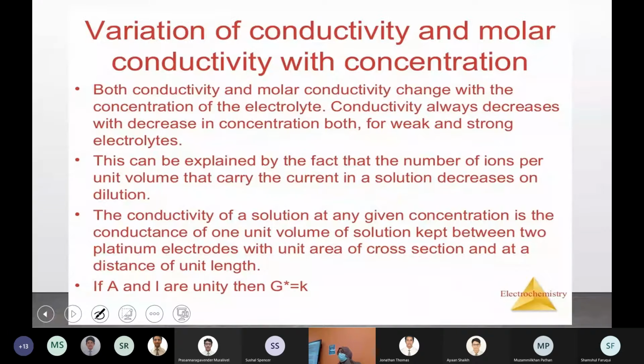So this is all about changing the concentration and the change in the conductivity. Conductivity always decreases, whether it's a strong electrolyte or a weak electrolyte. Conductivity always decreases with dilution, and the reason is that the number of ions per unit volume which carry the current is also decreasing.